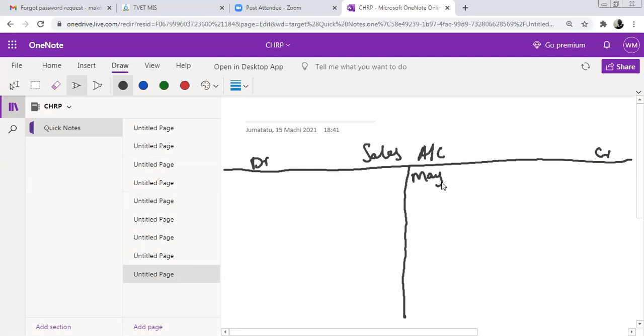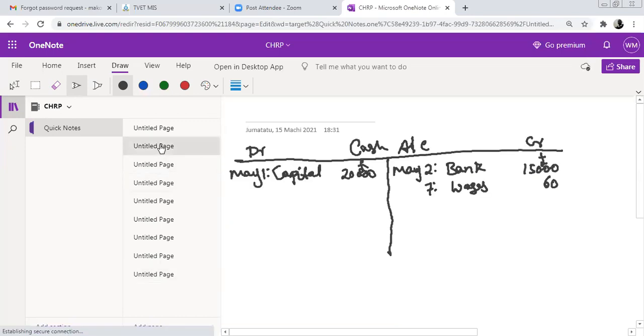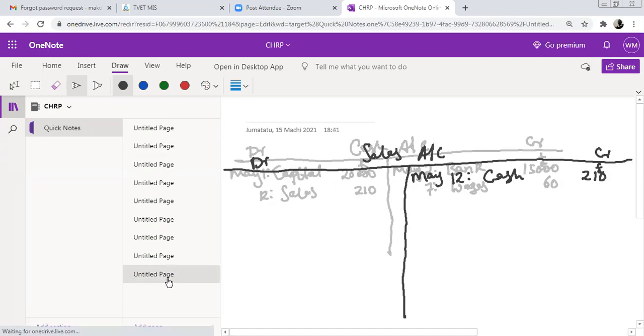This one is on May. May what, please? So that's May 12th. We sold by cash or credit? Cash. Cash of how much? 210. That simply means when you sell an item on cash, it simply means that you are receiving the cash. So to the cash, you are going to debit it, and you say this money is coming from sales. 210, like that. The next transaction.